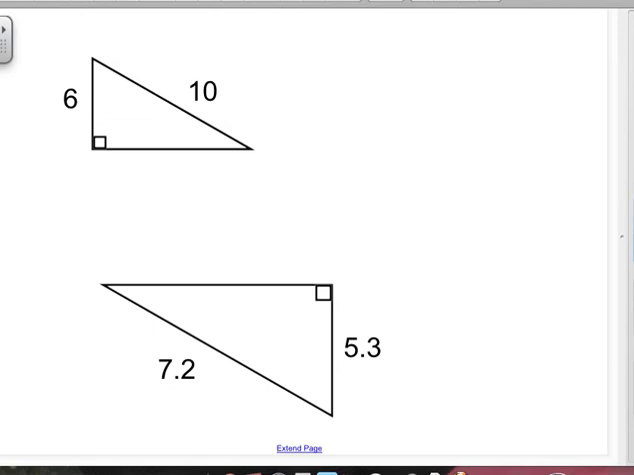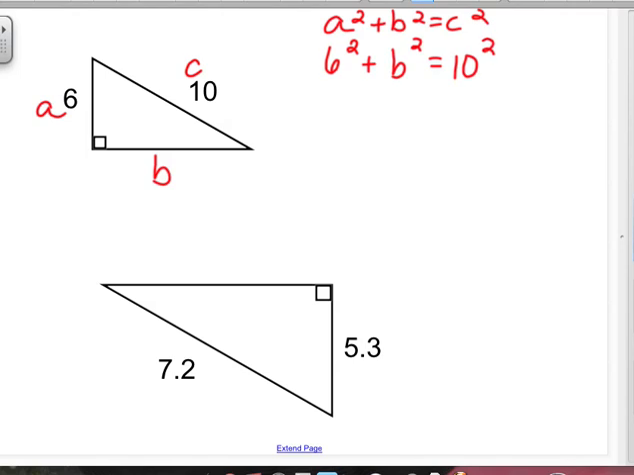These are our last two examples, and then we're done. Let's label our sides A, B, and C. I know the legs make the 90 degrees. So there's A, there's B. And C is over here, right? It's the hypotenuse. Formula. What's A? We decided it was 6, which we have to square. What's B? This time we don't know, but we're going to square it. And what's C? 10, which we're going to square.